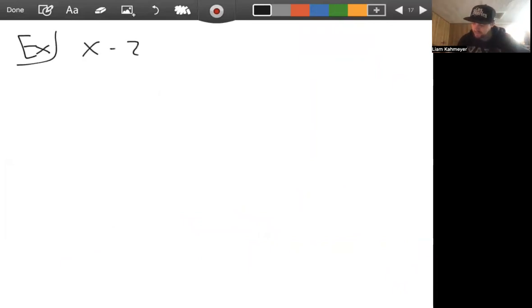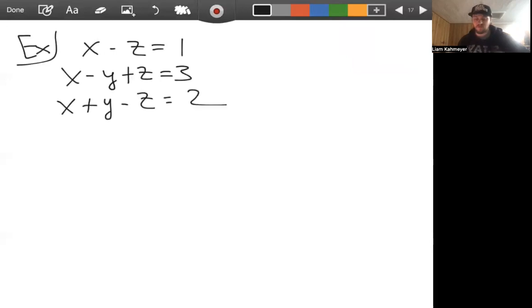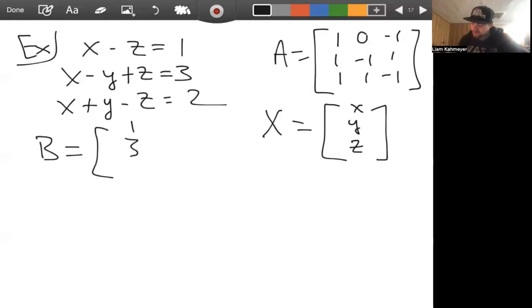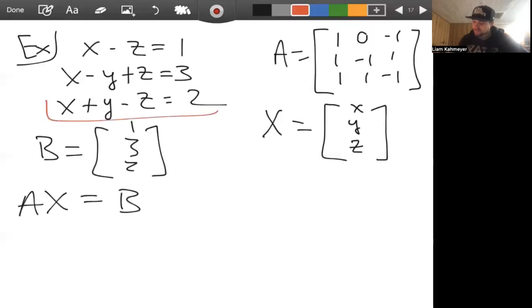Let's say we have the following system: x minus z equals 1, x minus y plus z equals 3, and then x plus y minus z equals 2. Okay, now we know what our coefficient matrix would be. A would be the rows 1, 0, -1; 1, -1, 1; 1, 1, -1. Our column vector of possible solutions would be x, y, z. And then b would be the column vector on the right-hand side, so 1, 3, 2, right?